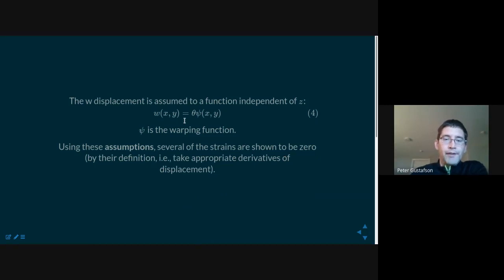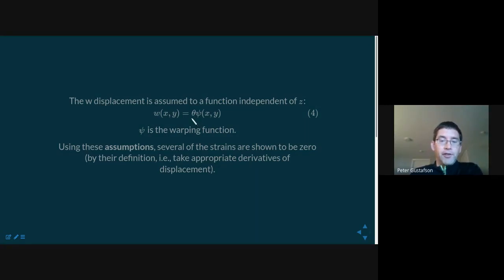Okay, so we've already stated that the warping, that's the W displacement, we said it was independent of Z. That means at the front and the back it moves the same amount, right? And what we also would observe as you do this is it's proportional to how much twist you've applied. So the proportionality constant is simply theta. That's the rate of twist. Now it's going to be times something. Here we're filling it in with phi.